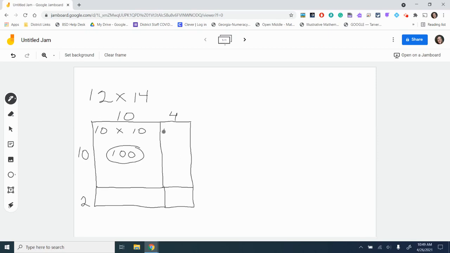And then 10 times 4 is 40. 2 times 10, just 20. And 2 times 4 is 8. And when we add these together, we have 100 plus 40 plus 20 plus 8, which is 168. Now I'd like us to take a look at the area model right next to the partial products.